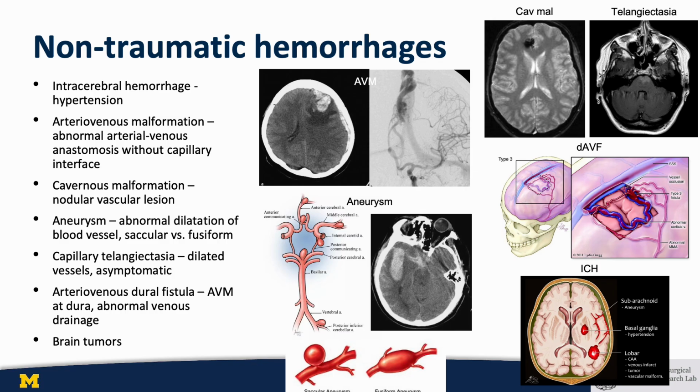A capillary telangiectasia, shown on the upper right, is just a dilated group of vessels, usually in the pontine area, and asymptomatic and doesn't need treatment. An arteriovenous dural fistula is essentially like an AVM at the dural edge, resulting in abnormal venous drainage. With higher grade types of these with more cortical venous reflux, these become higher risk and have higher propensity for intracerebral hemorrhage and require treatment.